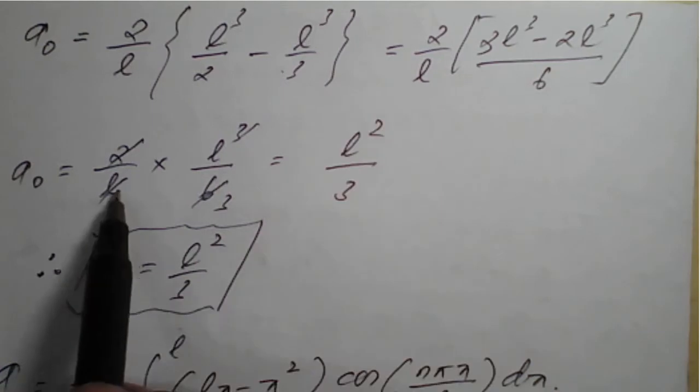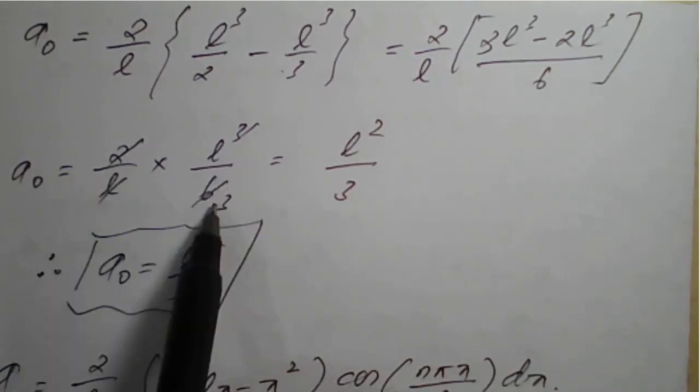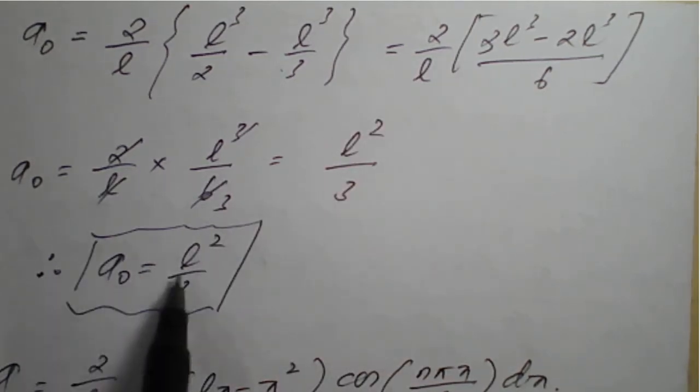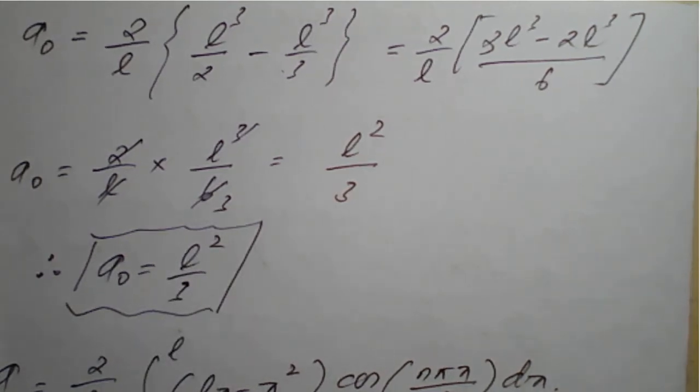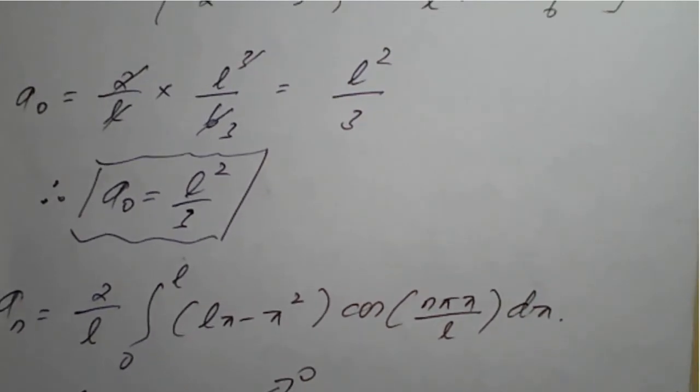So this 2/L as it is, one L cancels with the L³. So 2 and 6 simplify to 1 and 3. Therefore the a0 value will be L²/3. Once we get the a0 value, we need to simplify for an now.